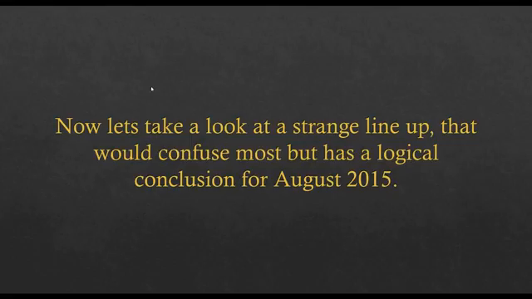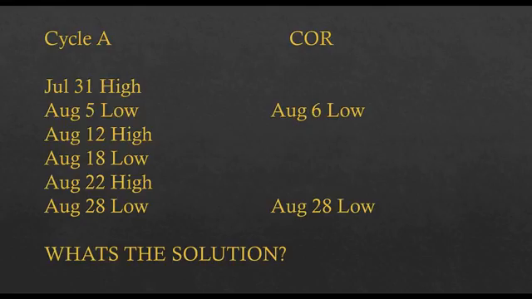Now let's take a look at a strange lineup that would confuse most but has a logical conclusion, for the Euro-US dollar, August 2015. Here again we have high, low, high, low, high, low on cycle A. Everything's peachy keen. But here on the COR we have a low, low. Now how did this happen? Well, the cycle shows a pivot August 6th and a pivot August 28th. And these get married over here. So if this is a low, this has to be a low. If this is a low, this has to be a low.